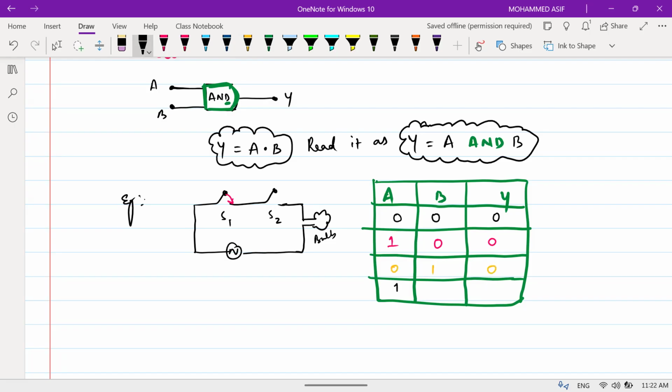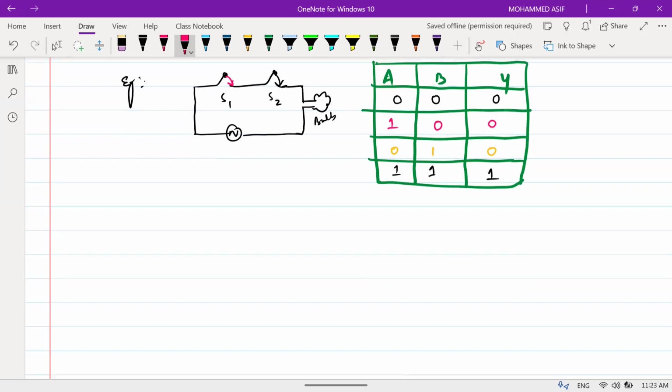The last one, if both of them are closed, then the bulb will glow. So the output will be 0, 0, 0, 1. Switch closed means 1, switch open means 0. The bulb will glow when it is 1, else it will be 0. That means when two switches are connected in series, only when both of them are closed will the bulb glow. In all other cases, the bulb will not glow. That is the thing you need to remember for your AND gate. Am I clear with everyone?